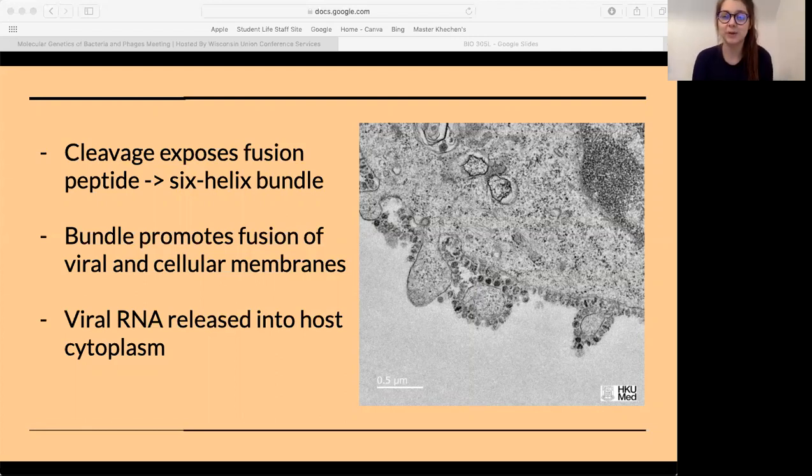And the image here is showing the fusion with the receptors and how it's entering the host. This is one of the first pictures. It's a TEM image from Hong Kong, one of the first images that they received of this mechanism.